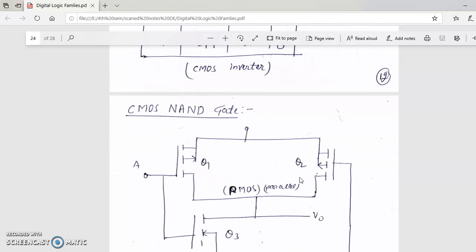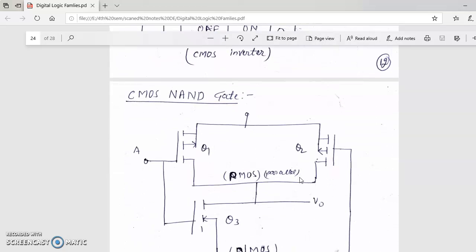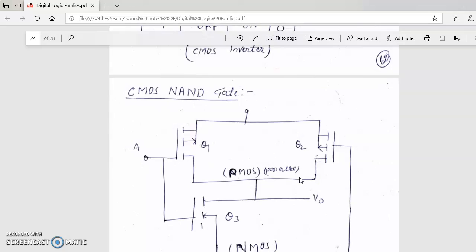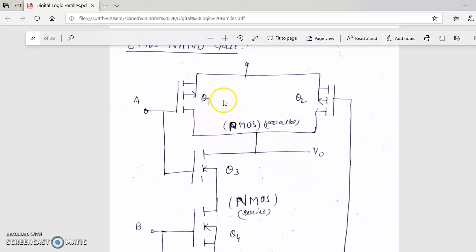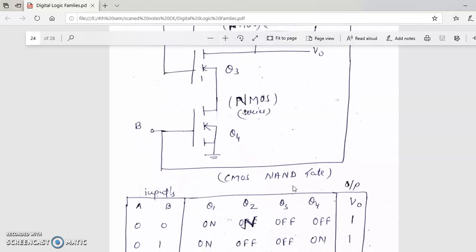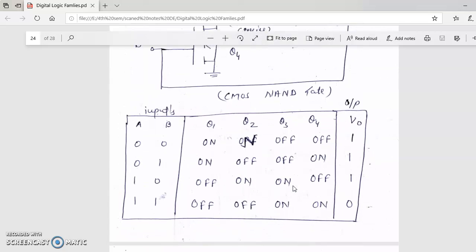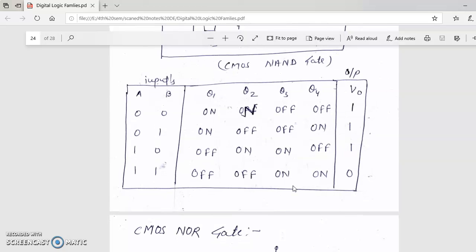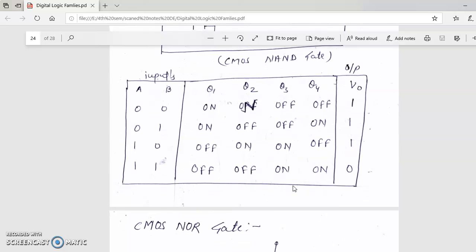Okay, next one is the CMOS NAND gate. Already we are familiar with the NMOS NAND gate. For this, we applied two NMOS transistors in series. So here we also connect two NMOS in series. Okay, this is the CMOS NAND gate. This is the table. Input combinations are 0 0, 0 1, 1 0 and 1 1, and we get the table of the NAND gate.